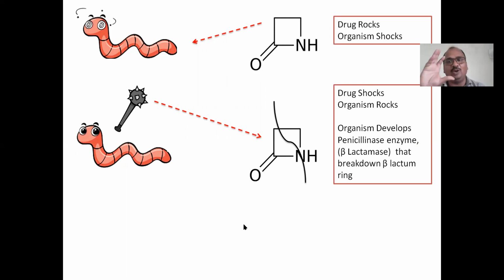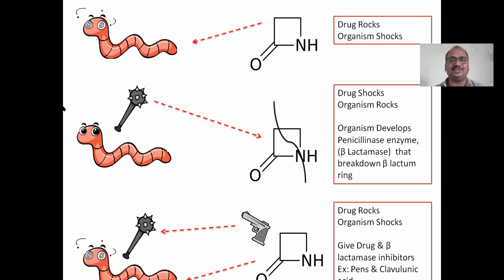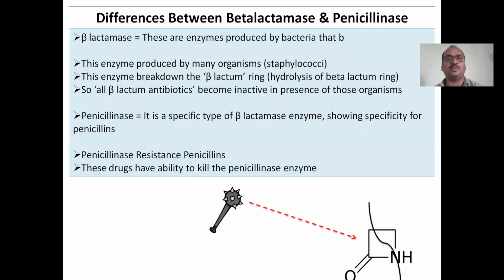Now what happened? We will not leave this. What we will do is add one more weapon along with the penicillin. That is called clavulanic acid. So penicillins along with clavulanic acid: penicillin will start killing the organism, and clavulanic acid kills the beta-lactamase enzyme. That's why this combination is powerful. So the drug rocks, organism shocks. This point is very, very important. And the differences between beta-lactamase and penicillin: this is called beta-lactamase, also called penicillinase. Keep in mind, beta-lactamases are the enzymes produced by the bacteria.